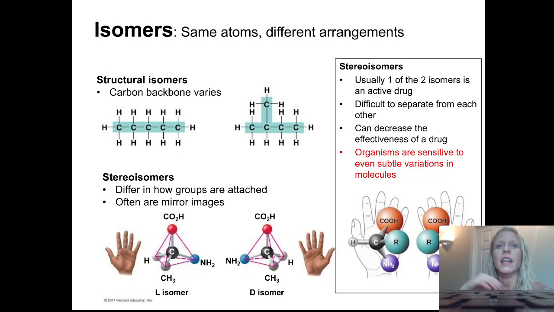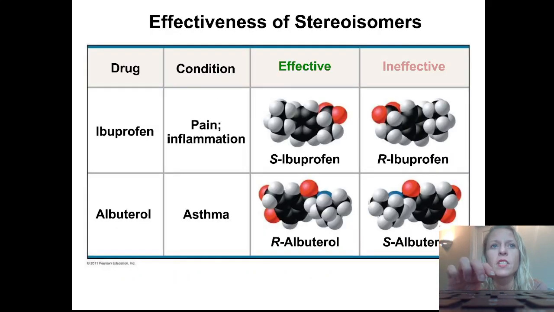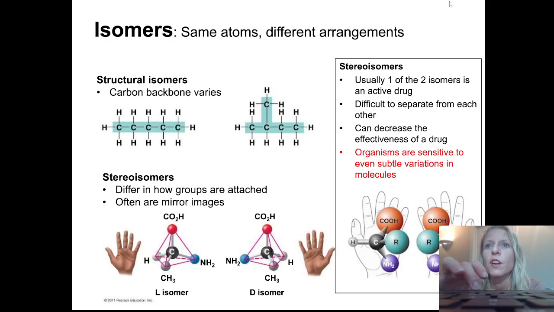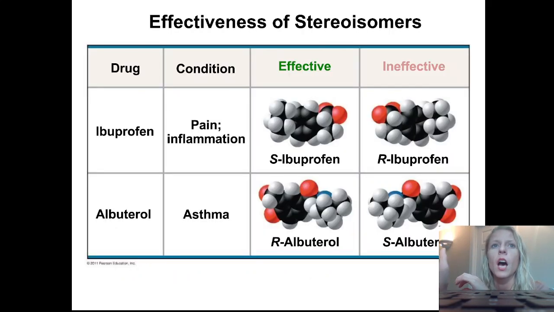Stereoisomers differ in how the groups are attached to each other. They're often mirror images of one another. For stereoisomers, usually only one of the two is an active drug, and they're really difficult to separate from each other. For example, S-ibuprofen is effective for pain and inflammation, but R-ibuprofen, its mirror image, is not. And the same is true for R-albuterol and S-albuterol.